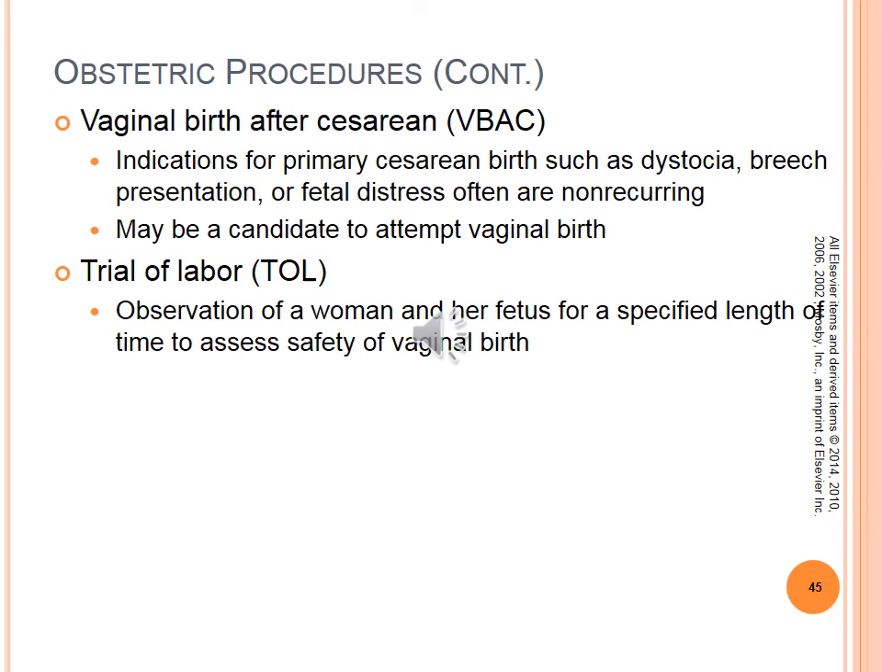Vaginal birth after cesarean, VBAC. Indications for primary cesarean birth such as dystocia, breech presentation, or fetal distress often are non-recurring, so the woman may be a candidate to attempt vaginal birth. Trial of labor, TOL, is observation of a woman and her fetus for a specified length of time to assess safety of vaginal birth. You can find this information on page 475 of your text.